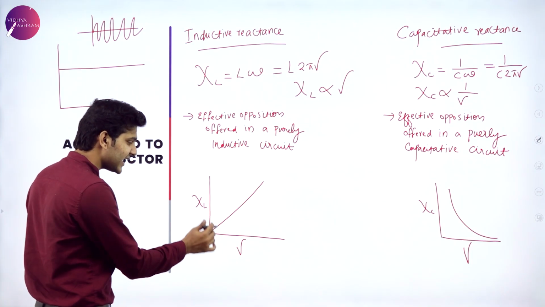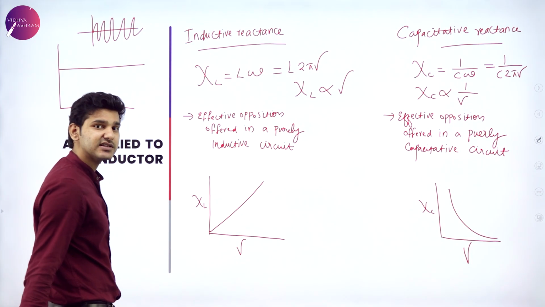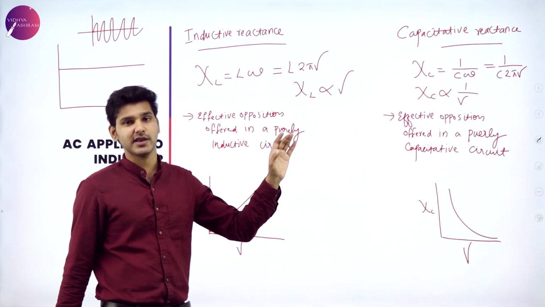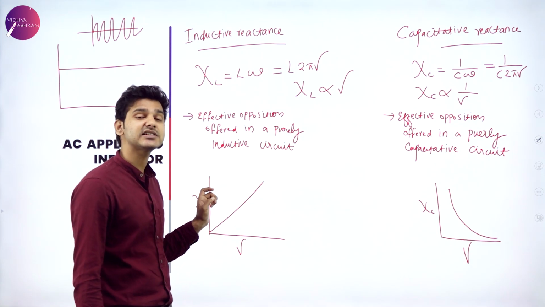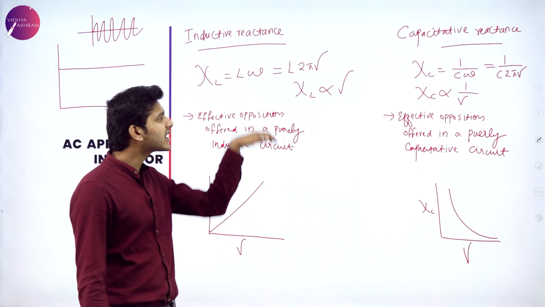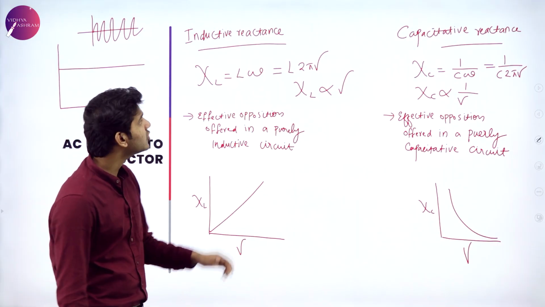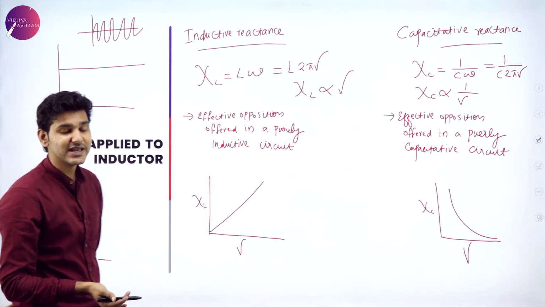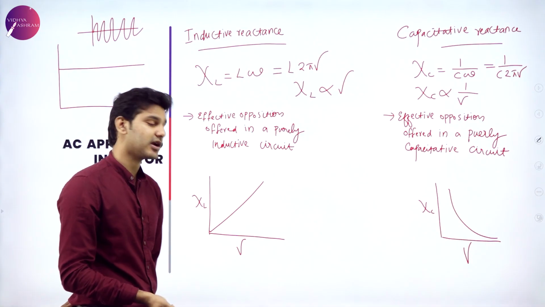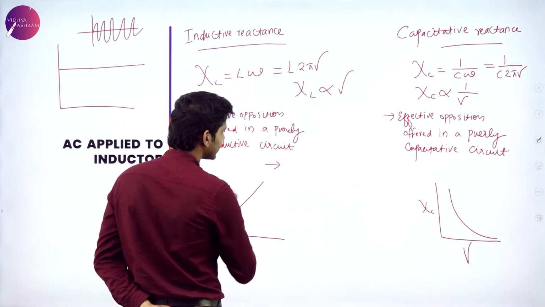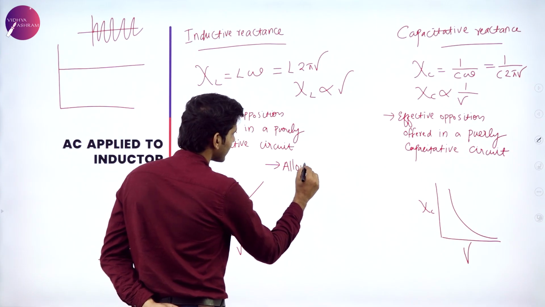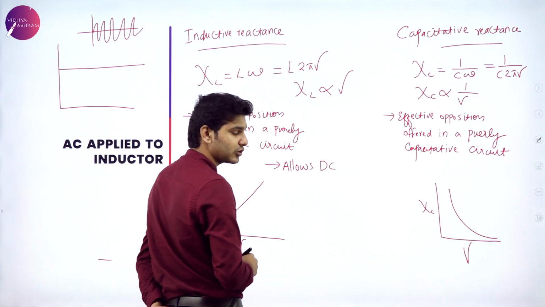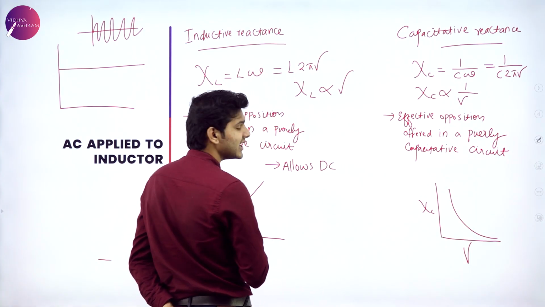Which means that for AC current, as the frequency increases, this X_L, ideally, if I have infinite frequency, then I'll get resistance also as infinite, which means AC current is blocked by this particular circuit. So I can see that purely inductive circuits will only allow DC current to pass through. I can write here: allows DC current only. So it does not allow AC current.